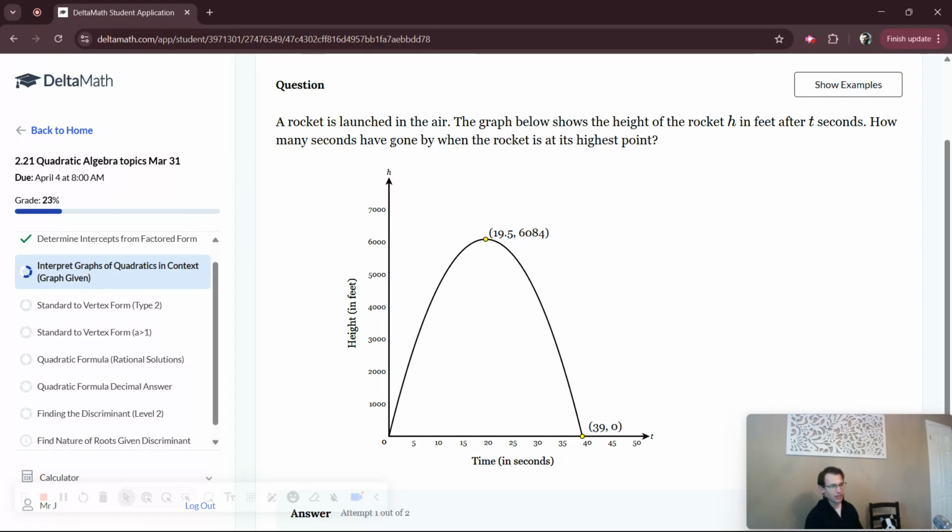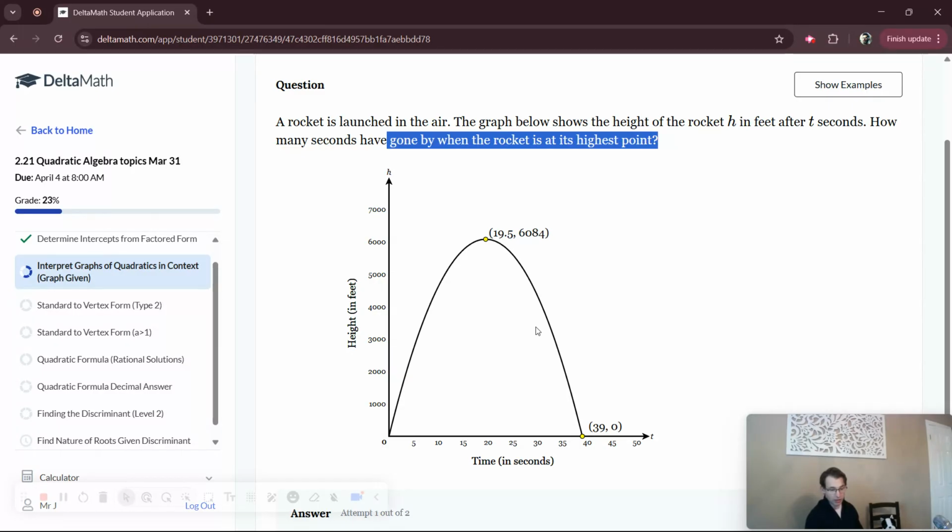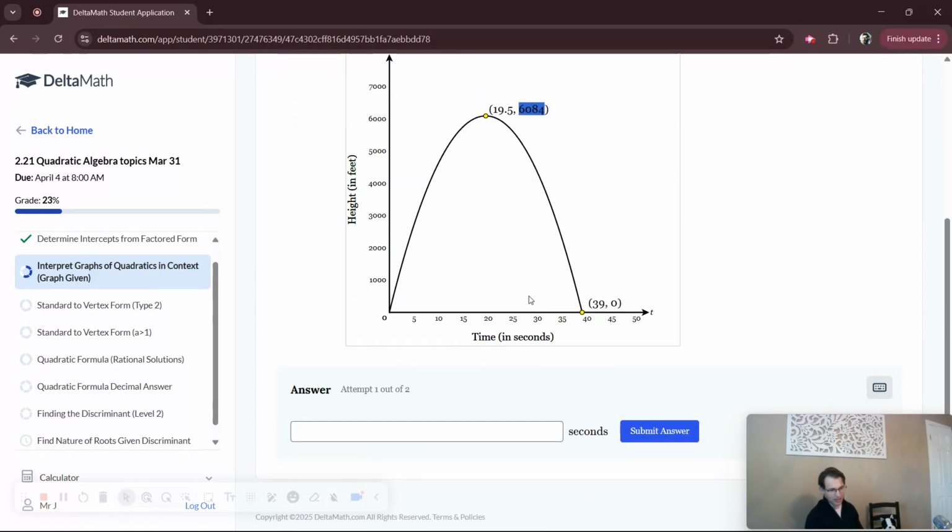It shows the height. How many seconds have gone by when the rocket is at its highest point? 19.5 seconds. I just look at the t or the x bit there, right? 19.5 seconds. And how high is it? Oh, 6,000 feet. I was going to say 6 kilometers, but no, it didn't go 6 kilometers in the air. It went 6,000 feet, which is still pretty high. It's nearly 2 kilometers. This is a really fast rocket. 19.5 is the answer.